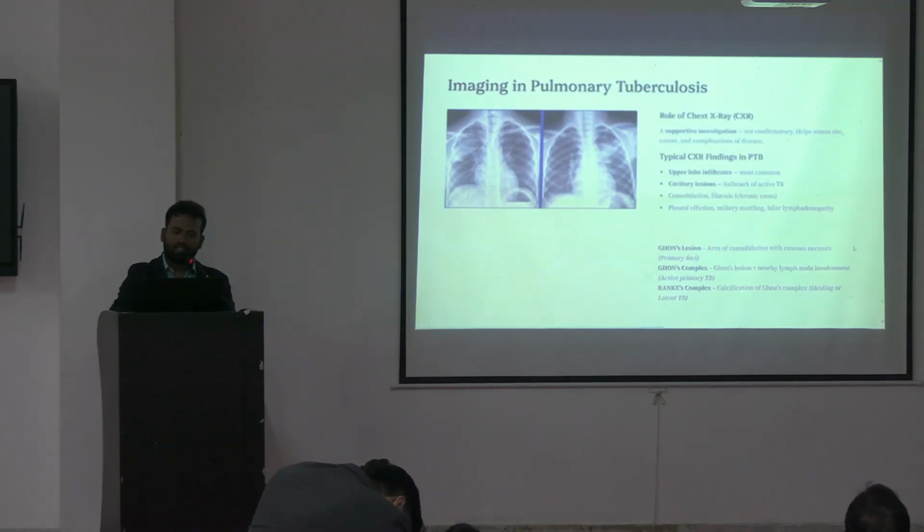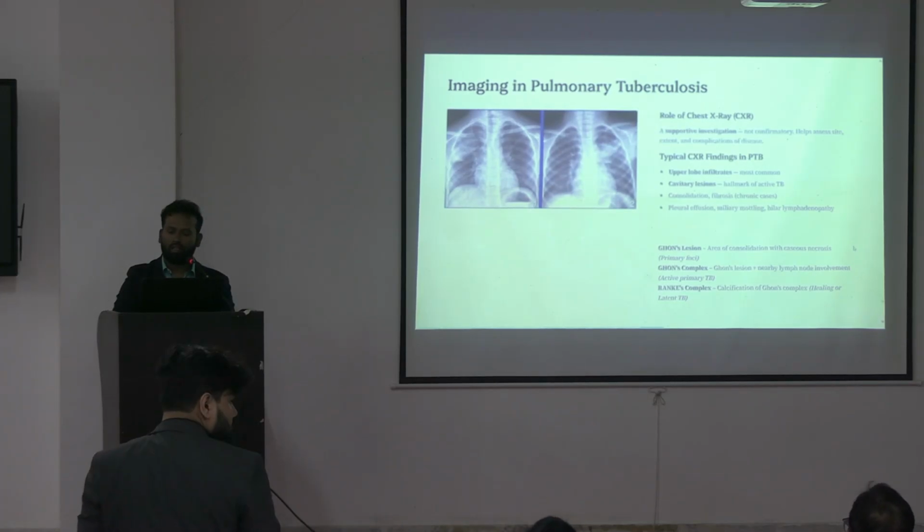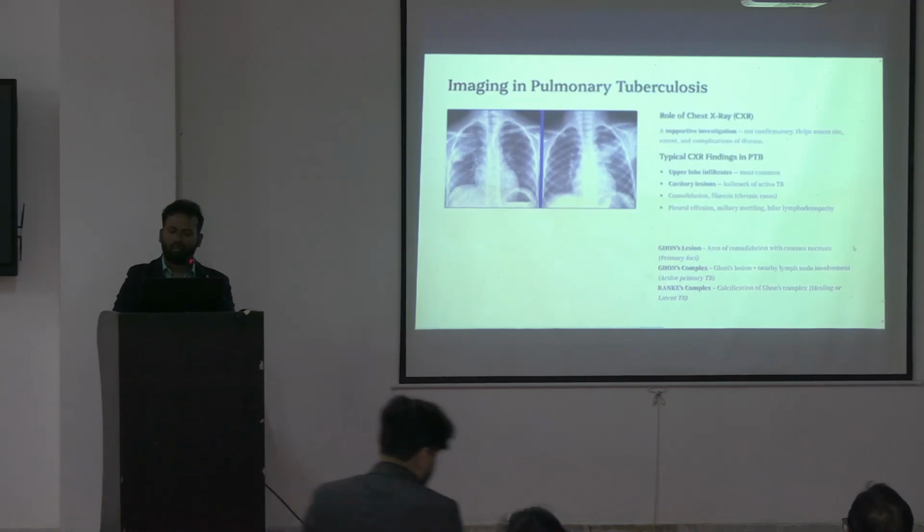Role of chest X-ray: it is a supportive investigation but not confirmatory. It helps assess the site, extent and complication of the disease. Mostly upper lobe infiltrates are the most common, and cavity lesions are the hallmark of active TB. Contraction fibrosis can also happen in later stages.